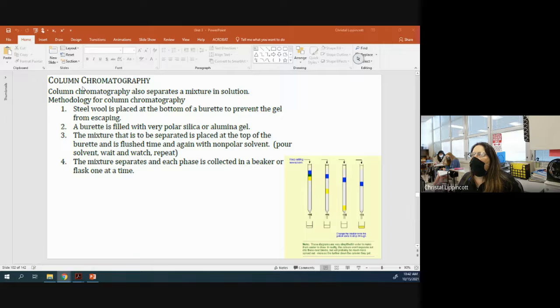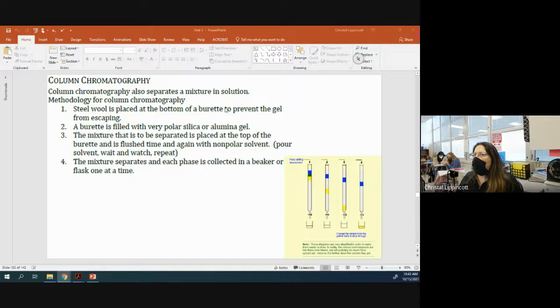All right. So here, column chromatography then. I had never even taught this until this year, and I've never seen it on an exam, but they had it in their notes, so I thought I'd throw it in. I don't remember ever doing this in college either. But they talk about the methodology behind this.